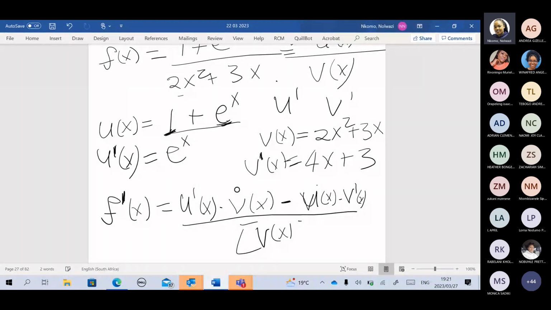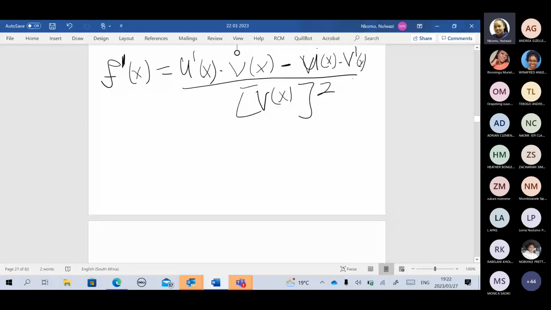Okay, we have u prime, we have v, we have u, we have v prime. You substitute everything, then everything over v to the power 2. Then you simplify, if you have to simplify. Again, if maybe you were given this function, you were asked to differentiate this function, we have f at x equals e to the power 2x over ln x, right?